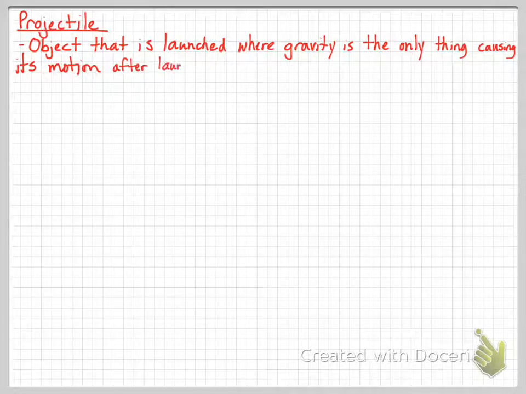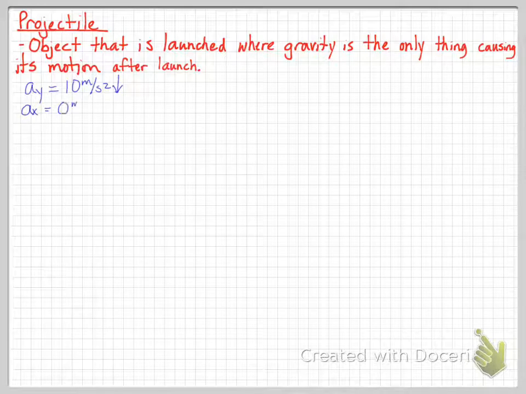We find out what velocity it came out of the cannon with, what velocity it came out of the gun with, whatever the case may be. We just get that initial velocity, and then gravity is the only thing acting on it.